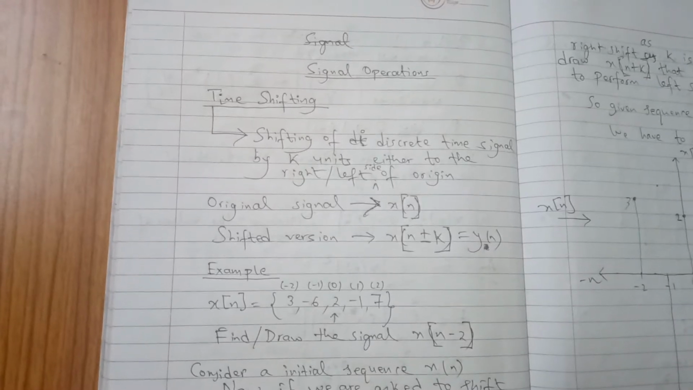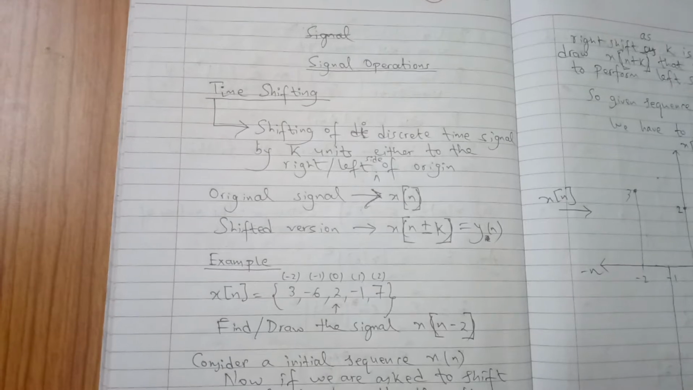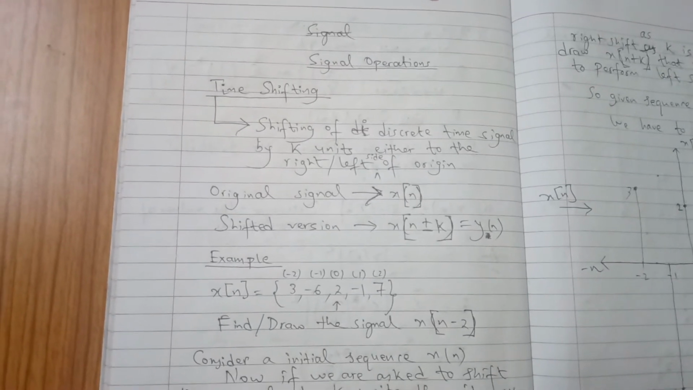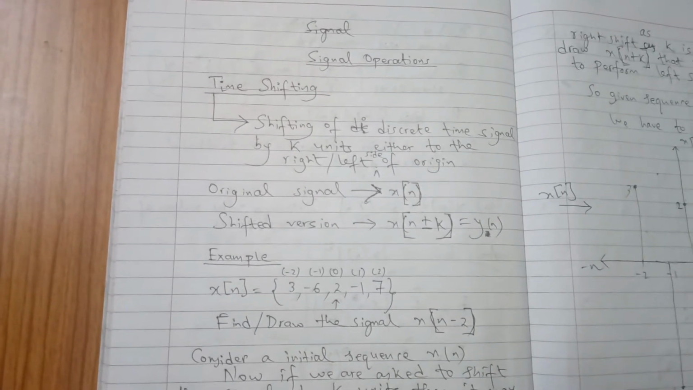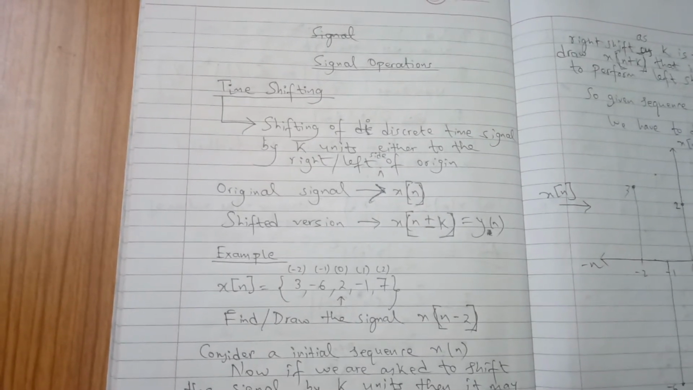So today we are beginning with another basic signal operation, that is time shifting. So what is time shifting? Time shifting means shifting of the discrete time signal by k units either to the right hand side or left hand side of the origin.